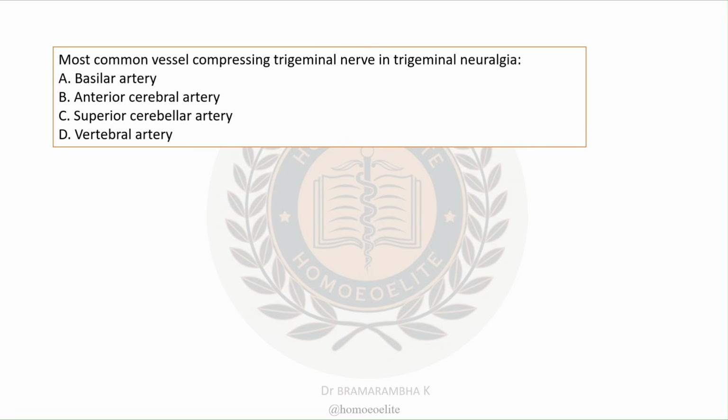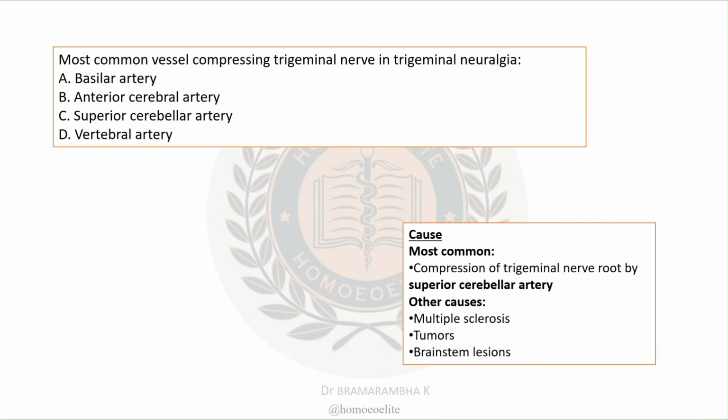So why does trigeminal neuralgia happen? Whenever there is a compression of the trigeminal nerve root, that is one cause. This is compression of the trigeminal nerve root by the superior cerebellar artery. Other causes could be multiple sclerosis, tumors, and brainstem lesions. Multiple sclerosis we already saw even in the Argyll-Robertson pupil also. Multiple sclerosis is one of the causes of the Argyll-Robertson pupil.